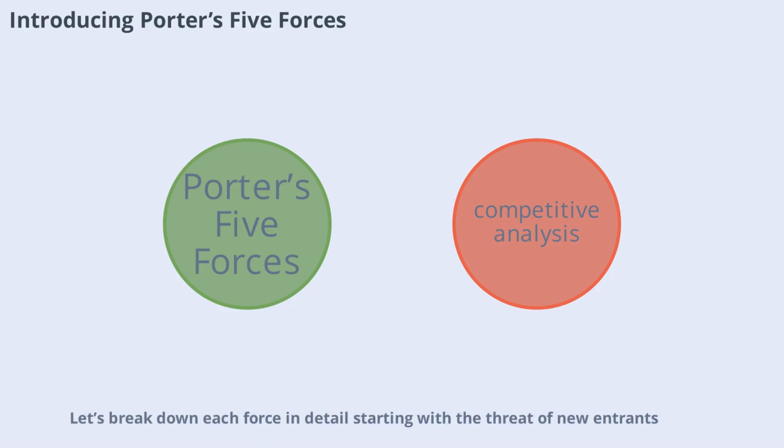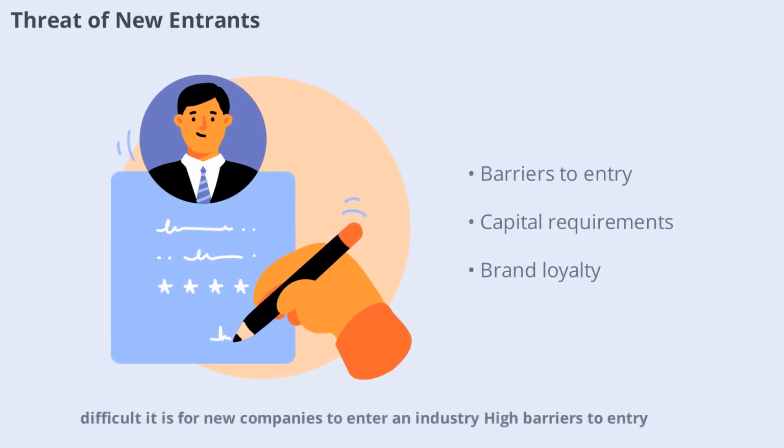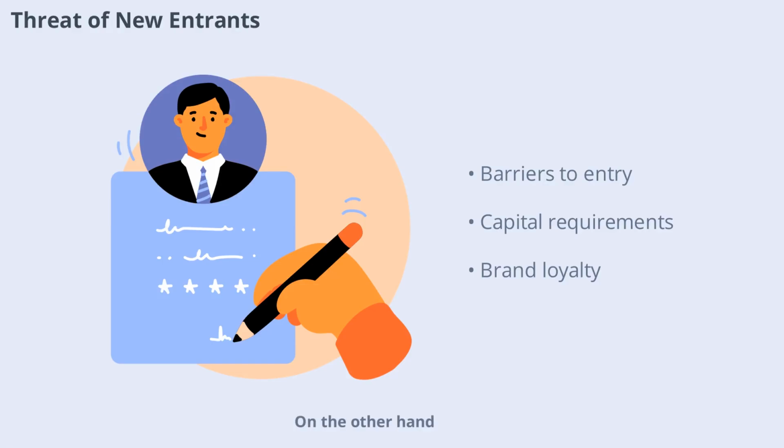Let's break down each force in detail, starting with the threat of new entrants. Threat of new entrants refers to how easy or difficult it is for new companies to enter an industry. High barriers to entry, such as significant capital requirements, strict regulations, or strong brand loyalty, can protect existing firms from new competitors. On the other hand, low barriers make it easier for new players to disrupt the market. Understanding this force helps businesses anticipate potential challenges and reinforce their own market position.